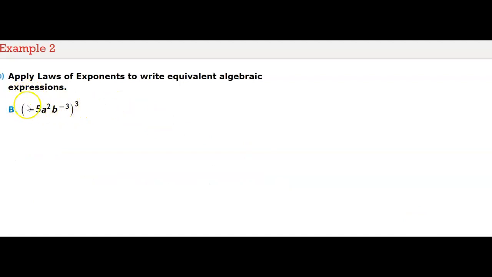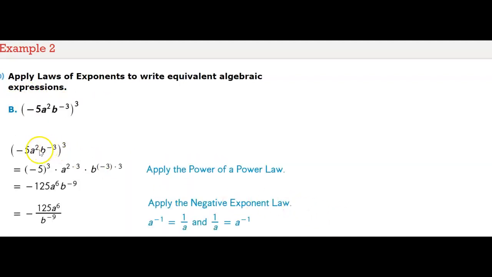For b, we have this expression, and we break it down this way. So you have the 5 being broken down to the cube, the a being broken down to the cube, and b to the negative 3 exponent cubed, and then you evaluate. So that's negative 125, and then you multiply the exponents here, and it stays negative because negative times a positive is still negative. And then because it's negative, you need to divide, so you have the negative 125a to the 6th power over the b to the negative 9.